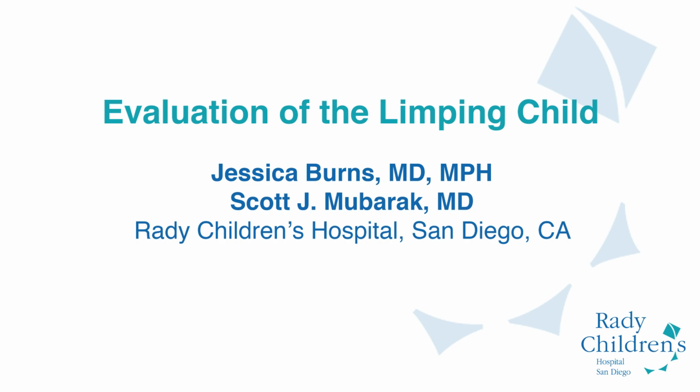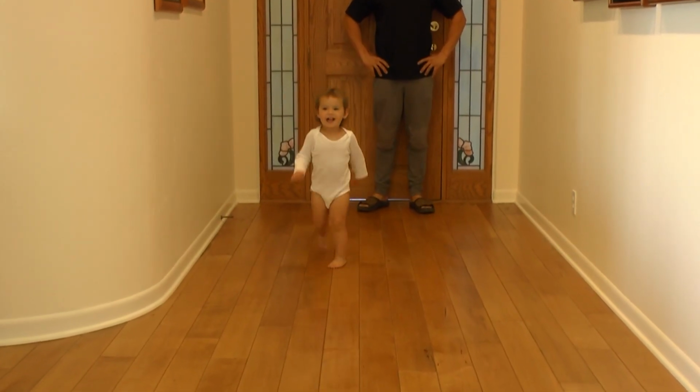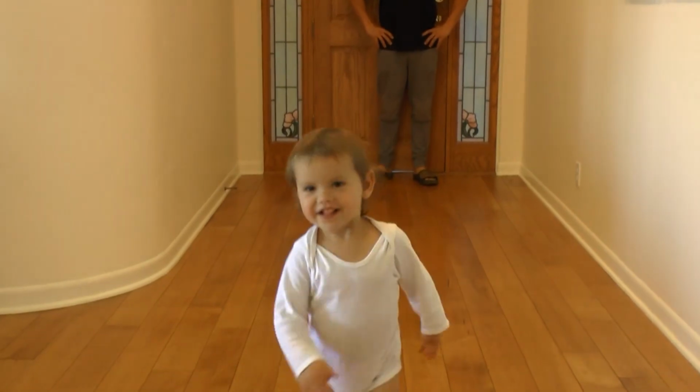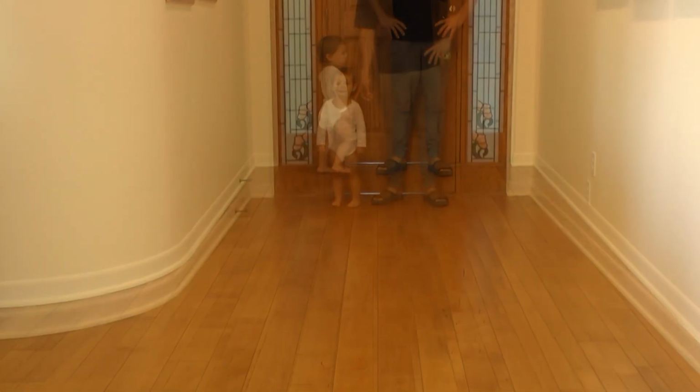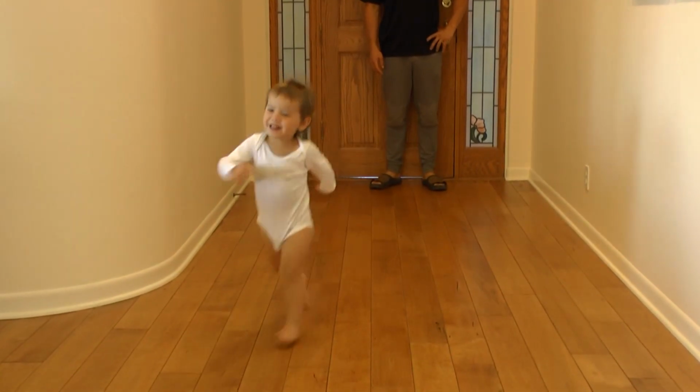Evaluation of the limping child. Gait observation should be done where there is plenty of space and the ability for the child to move without changing the gait due to obstacles or being observed. It is important to understand the normal immature gait to differentiate pathologic alterations.